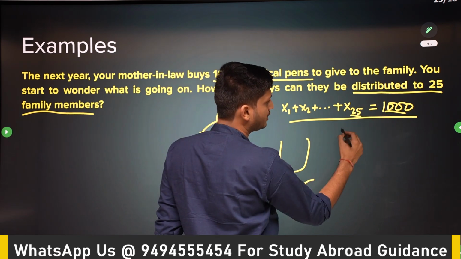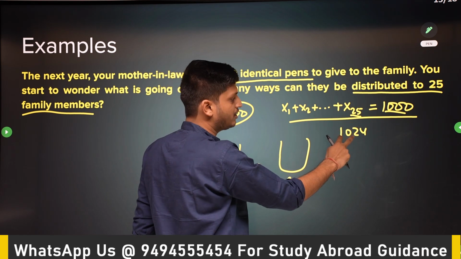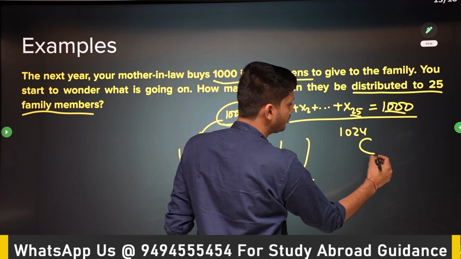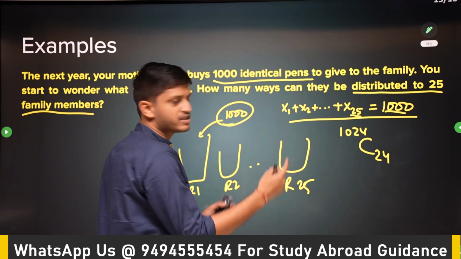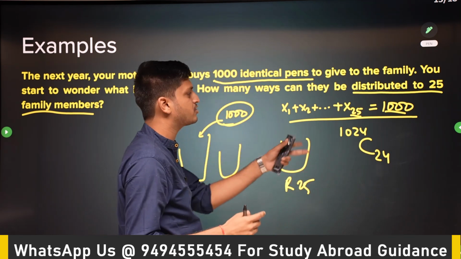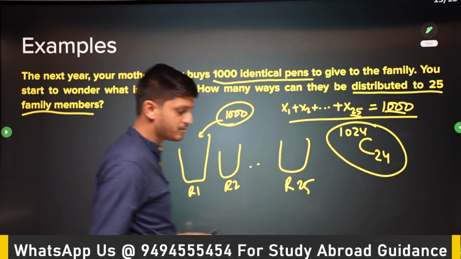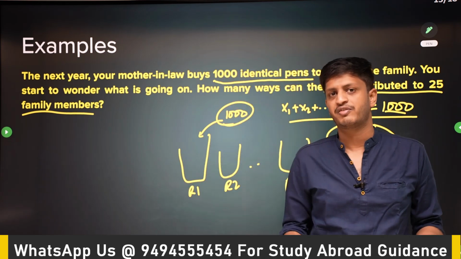So basically you create 1024 boxes. Since you need 25 partitions, you will need 1024 boxes and you will create 24 sticks. So you will have 25 partitions and you will be remaining with 1000 boxes. We already saw this, apply the formula, okay? So this is the number of ways in which you can distribute 1000 identical pens to 25 different relatives.